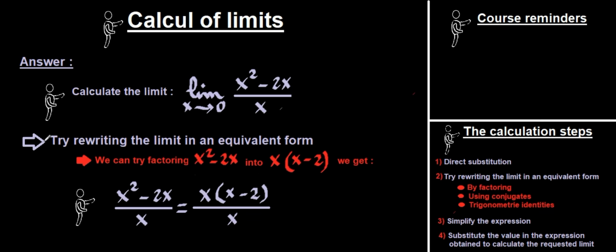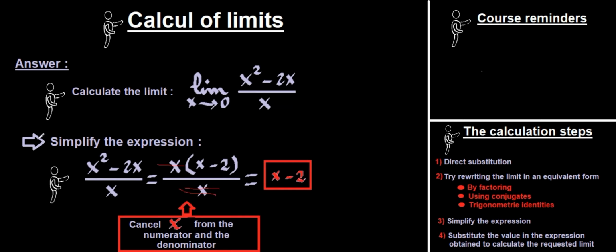Step number 2. Try writing the limit in an equivalent form. We can try factoring x squared minus 2x into x times x minus 2. So, the expression x squared minus 2x divided by x becomes x times x minus 2 divided by x. Step number 3. Simplify the expression by cancelling x from the numerator and the denominator. Then, the expression x times x minus 2 divided by x becomes x minus 2.